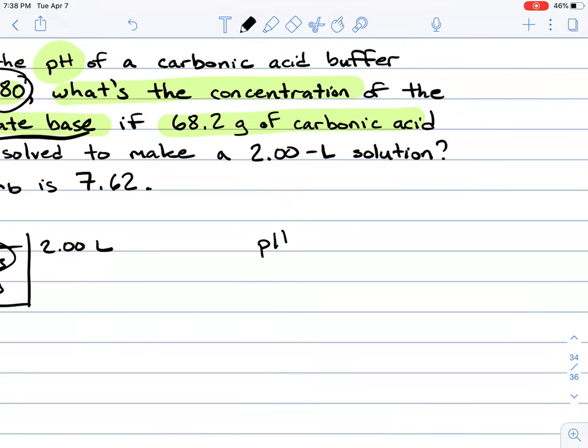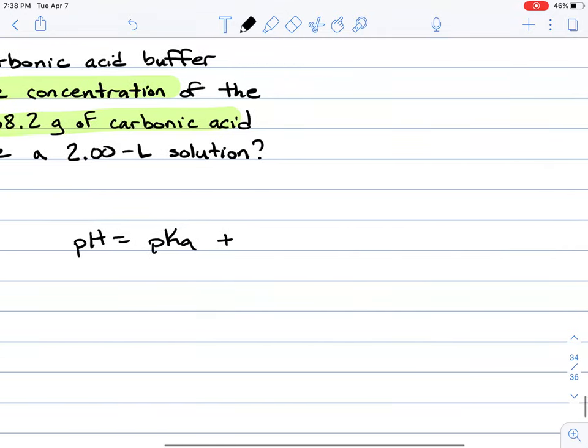So here we have pH is equal to pKa plus the log of the ratio of the conjugate base over the conjugate acid. For these three examples, I've been using pH and pKa, but the same type of logic, thought process, and calculation applies for pOH and pKb.